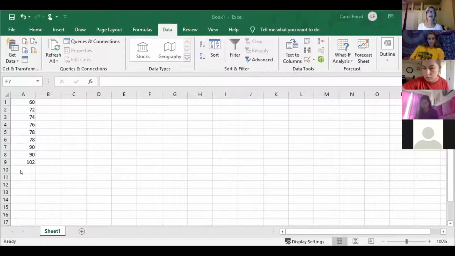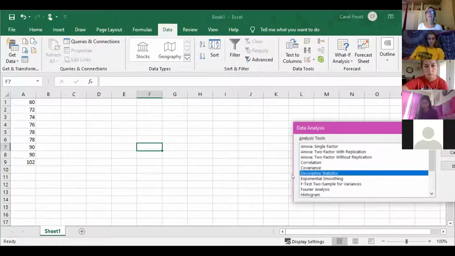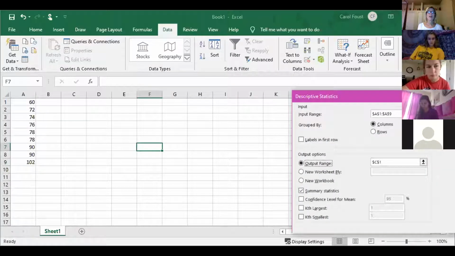I had asked you to tell me the mean, median, and mode. What you would do for that is go to data analysis and do descriptive statistics on this group of data. And I'm going to put that in C1.